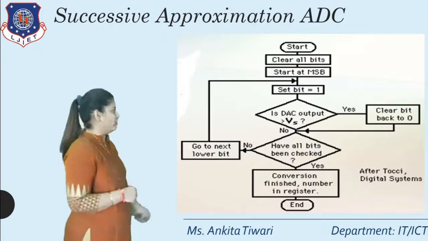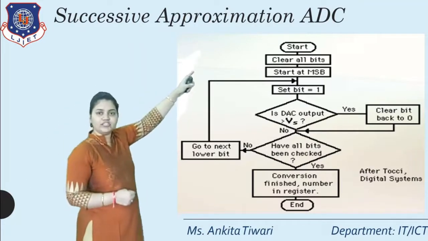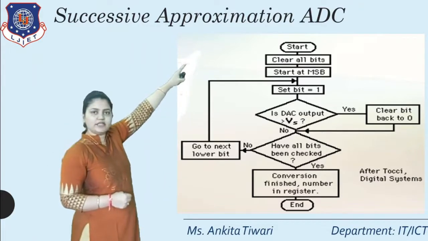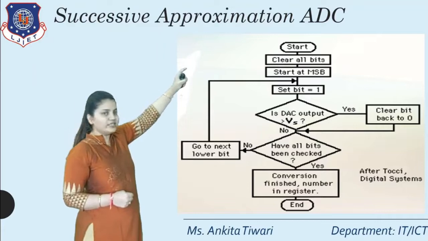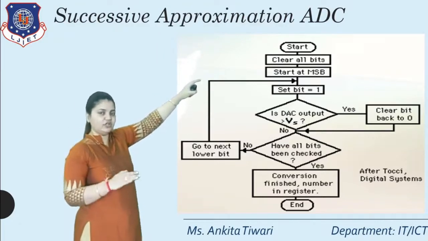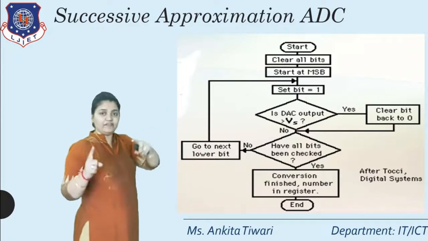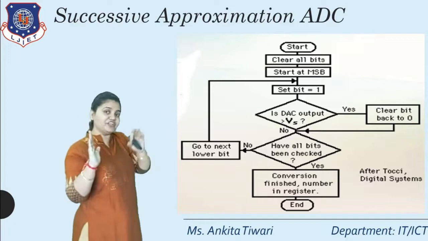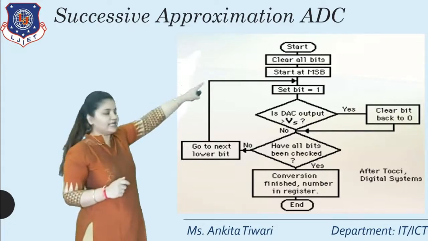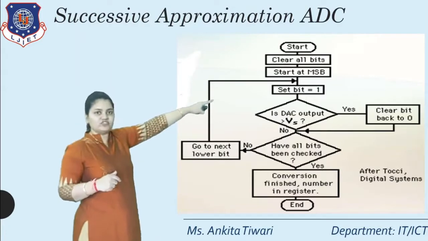Now we'll see the working of it as a flowchart. Here, as you can see, we'll start with the clear. In the flowchart, you can see the first thing given on the top is start. First of all, we will clear all the bits. Initially, we'll not have anything. Then we'll start at MSB. I have already said, in this method we are starting with MSB and we'll reach till LSB. So we'll start at MSB, we'll take that bit, then we'll set that bit equal to 1.